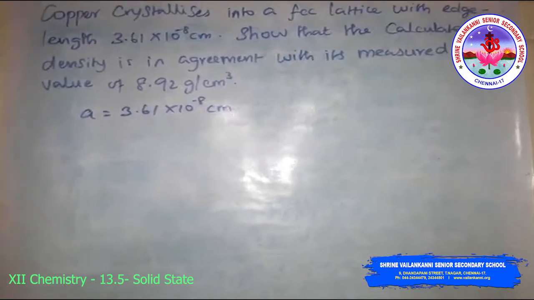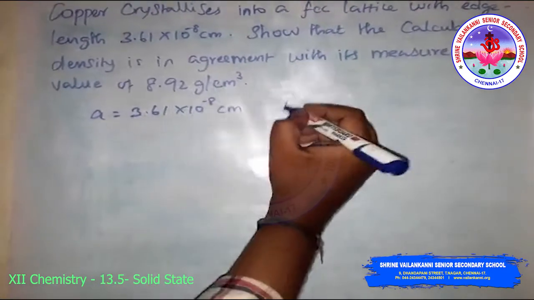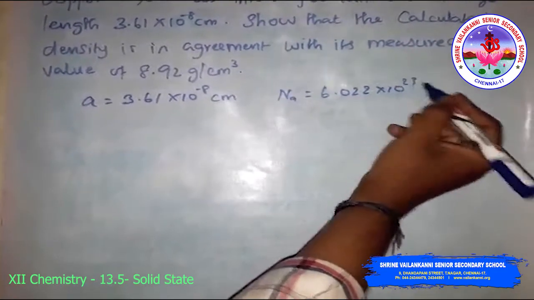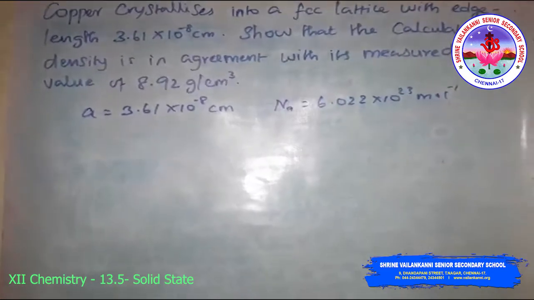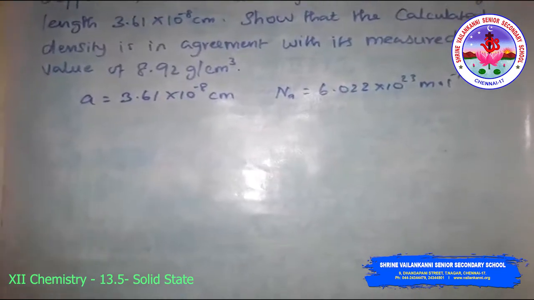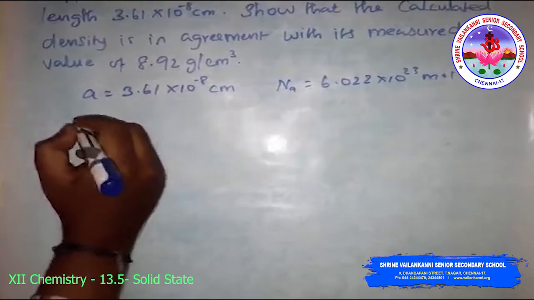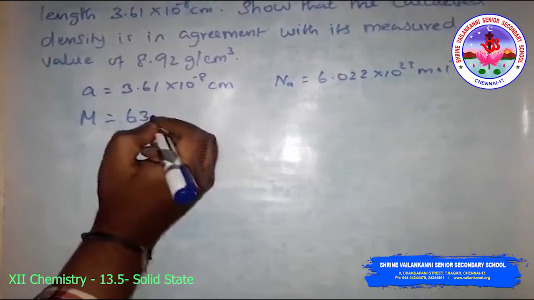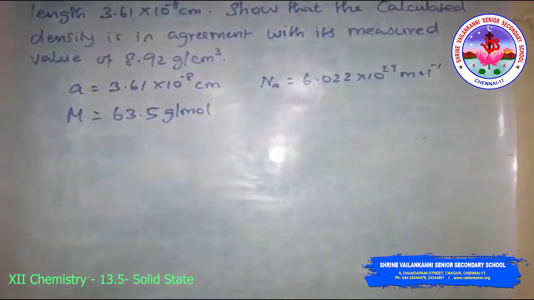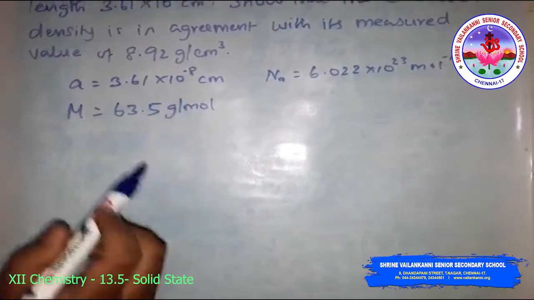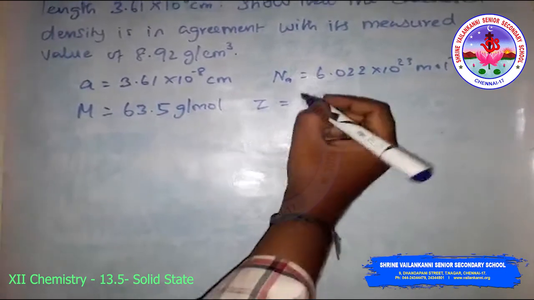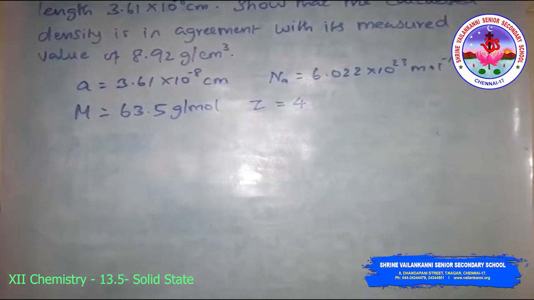Then the Avogadro number is what here? Na, 6.022 × 10^23 mole inverse. Then what is here? The atomic mass. The atomic mass of copper is 63.5 gram per mole, and the remaining value is for FCC. So Z is what here? Z is equal to 4, because the number of atoms per unit cell in FCC is 4.